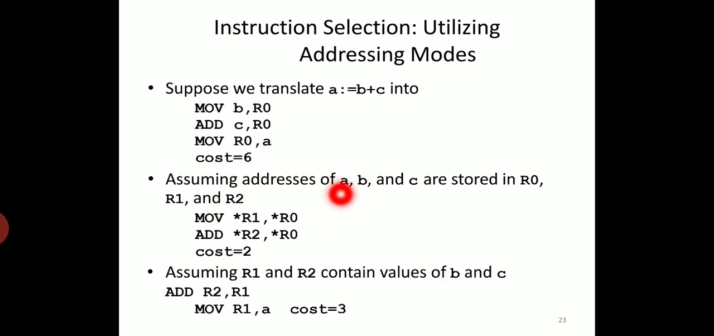Again, we are assuming that A, B and C are all stored in registers. That means we end up with this set of instructions: move star R1, star R0, add star R2, star R0. That means the cost is only 2, because only the basic cost for these 2 instructions is required. If we assume that R1 and R2 contain B and C, and A is only in a memory location, then the code will change: add R2, R1, move R1, A. The first, add R2, R1, has only the basic cost 1. Move R1, A has the basic cost plus 1 for the memory location of A. So the total cost will be 3. So that is the difference.